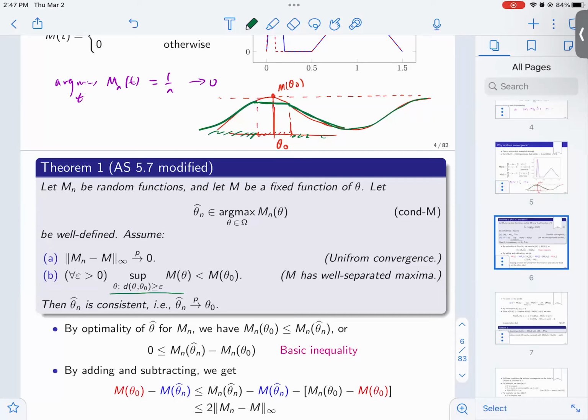Sounds good. So theta naught is the unique maximum, or the well-separated maximum, and we have uniform convergence. Statement is clear.